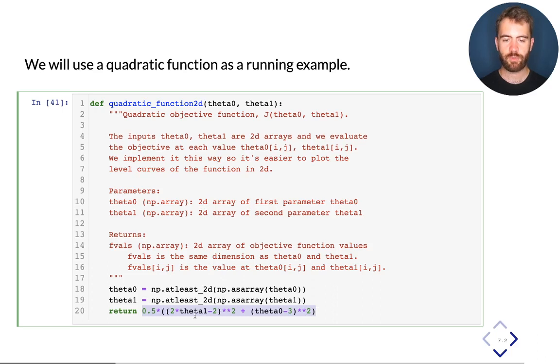Essentially, I'm taking each of these two parameters, I am applying an affine transformation, and then I'm taking the result to the power 2. So this expression here involves theta 1 to the power 2, theta 0 to the power 2, and this is what makes it a two-dimensional quadratic function.